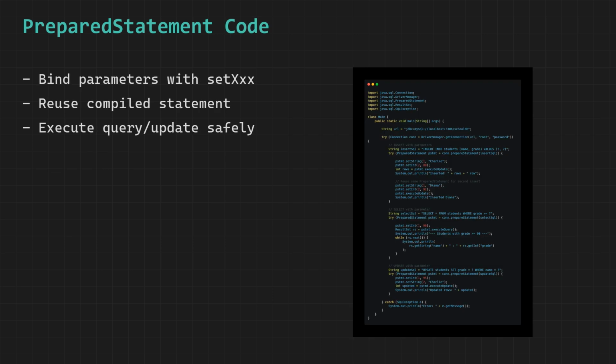Insert SQL uses two question marks, one for name and one for grade. Prepare statement sends this structure to the database for compilation. SetString of 1 and Charlie sets the first question mark to Charlie. SetInt of 2 and 88 sets the second to 88. Execute update runs the insert and returns 1.